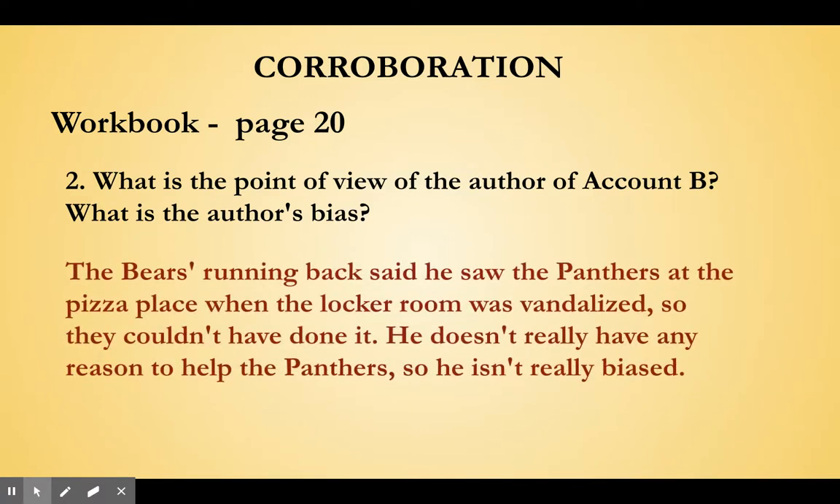All right, the point of view of the author. I said that the Bears running back, because he's the author of account B, saw the Panthers at the pizza place, so he knows that they couldn't have vandalized the locker room. He saw them there. And when I looked at whether he was biased, I said not really. He would have no reason to lie about saying he saw the Panthers there. If anything, if he wants to get the Panthers in trouble, he would lie and say he didn't see them there. So I said he isn't really biased. I don't find any bias there.